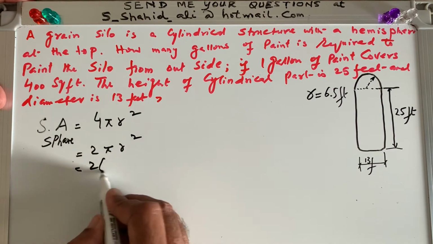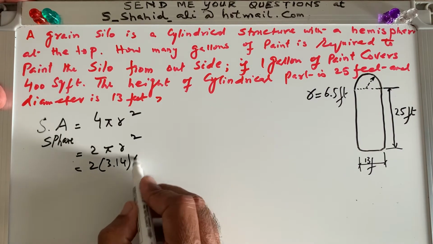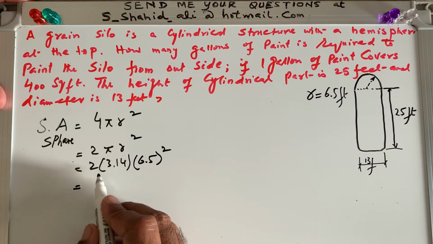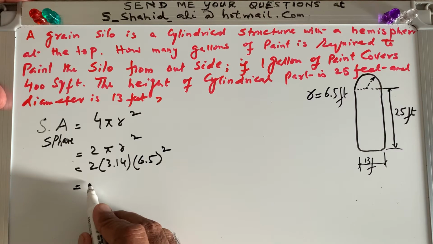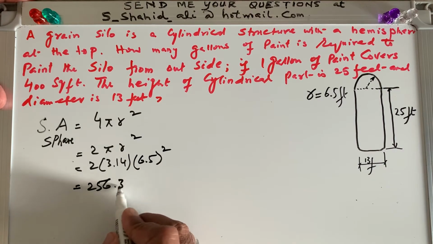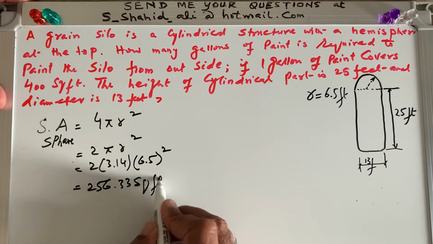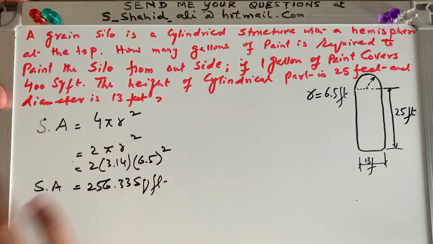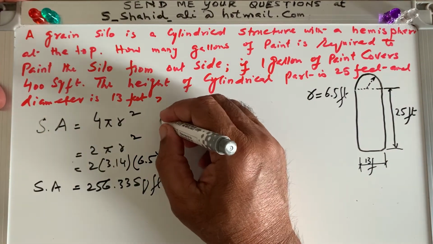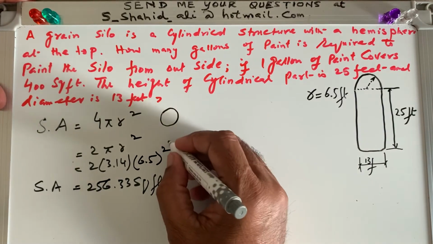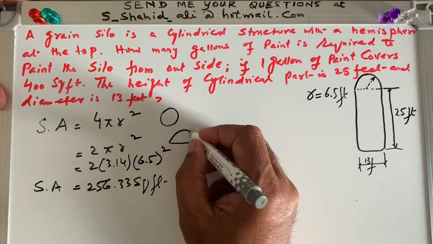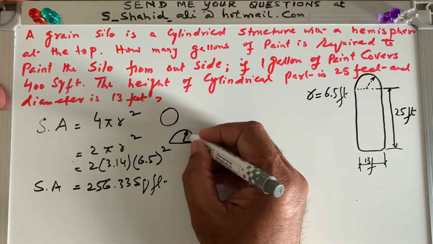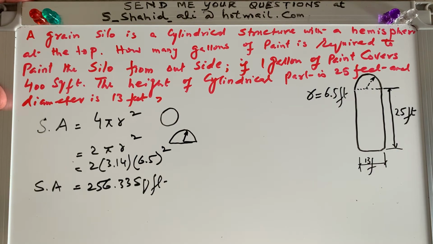So solving this, 2 times 3.14 times the radius, what is the radius? 6.5 whole square. If you do this math by calculator, you will get 256.33 square feet. So this is the surface area of the hemisphere, right? We are not talking about the sphere. This is the sphere, and this is the hemisphere, so half of it. So we have the radius, so we can find the surface area of the hemisphere.